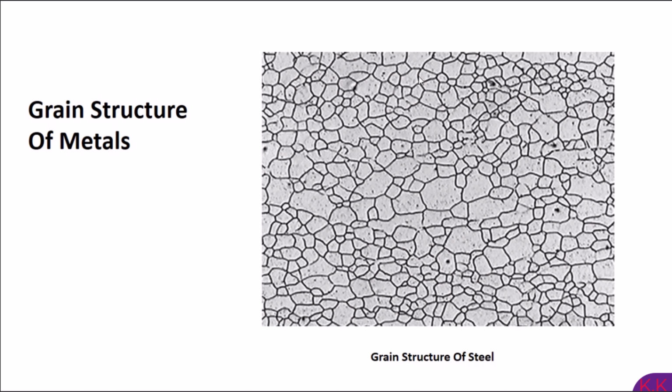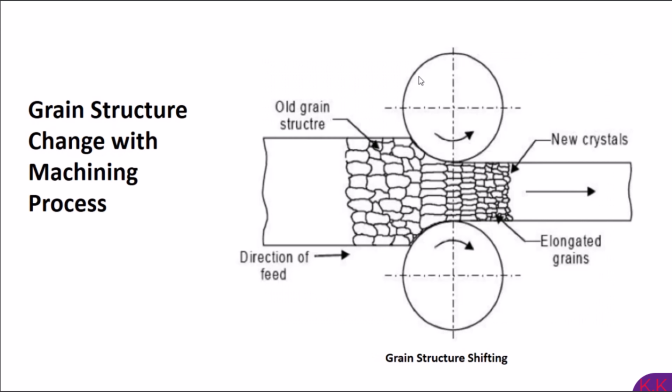Another important topic is grain structure. Actually, any material or any part that is subjected to any sort of load or any mechanical process, its grain structure is changed. So grain structure change means we are losing our properties like hardness, brittleness, ductility, malleability, as the degree of grain structure changes. So in order to maintain them as required, we need to select our machining process according to the requirement of the grain structure. Here you can see the grain structure during the rolling process.